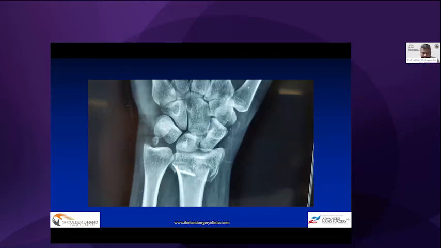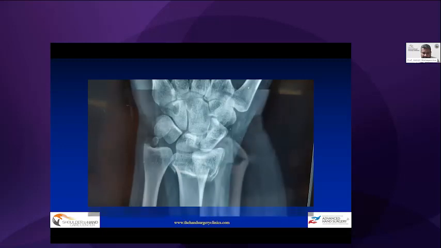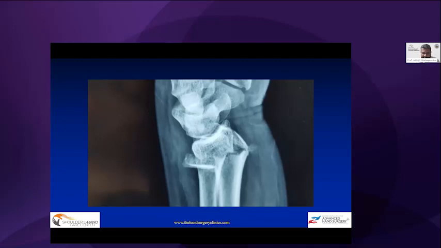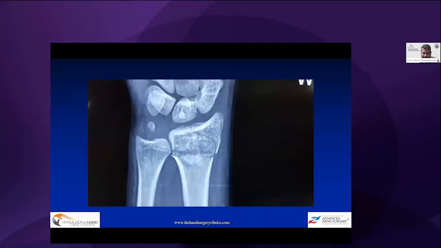So with that introduction, here is another case wherein you can see that there is quite some comminution and collapse of the fragments of the distal radius here. There is also an involvement of the ulnar styloid process. The lateral view also shows that there is comminution and angulation, as well as shortening and displacement. When we were discussing this case, some of us said that this is something which is still amenable to pins and casts.